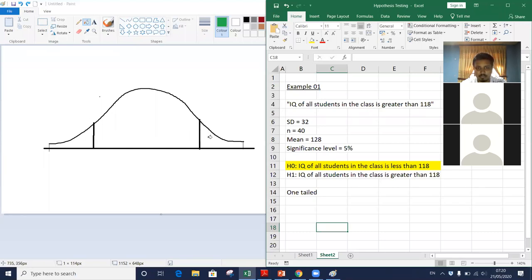Less than කිව්වොතින් is it right hand side or left hand side? Left hand side. 180ට වඩා අඩුයි කියලා කිව්වොතින් which part, left or right?